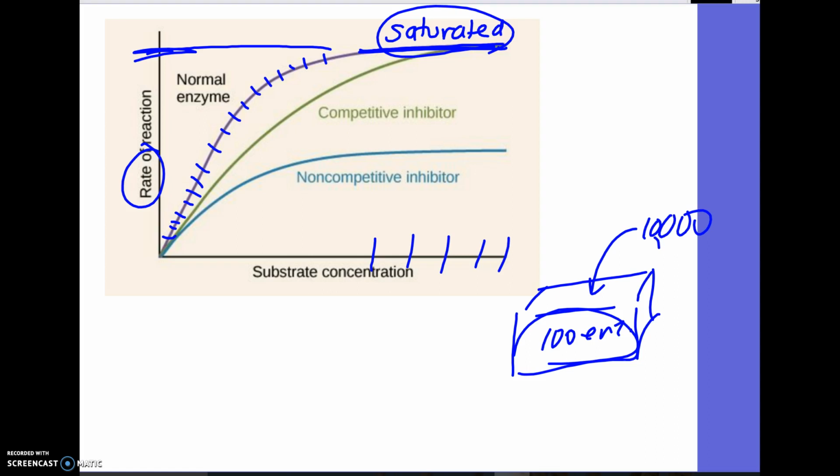It's sort of like you go to Walmart and there's all these cashiers and you can go wherever you want. Then you add more people and you add more people. Eventually you get to a point where every cashier is ringing people up. You're going to have to just wait in line. That's basically what's happening here. The other two lines are showing the difference between a competitive inhibitor's effect and a non-competitive inhibitor's effect. So a competitive inhibitor, in fact, we're going to skip to this next picture.